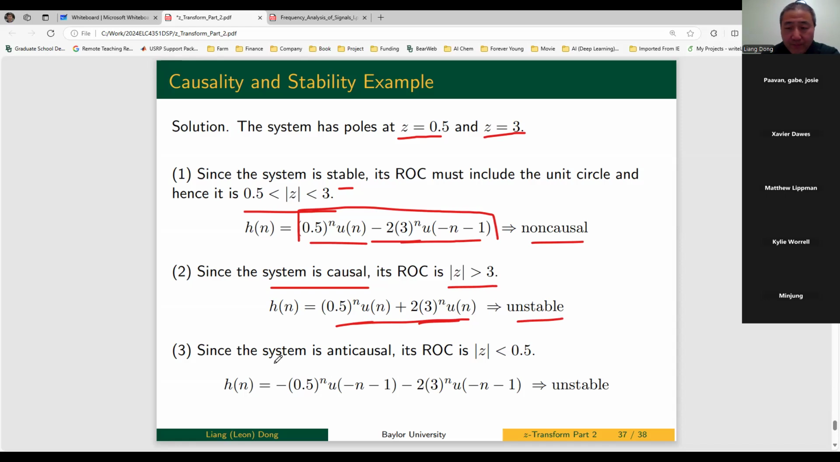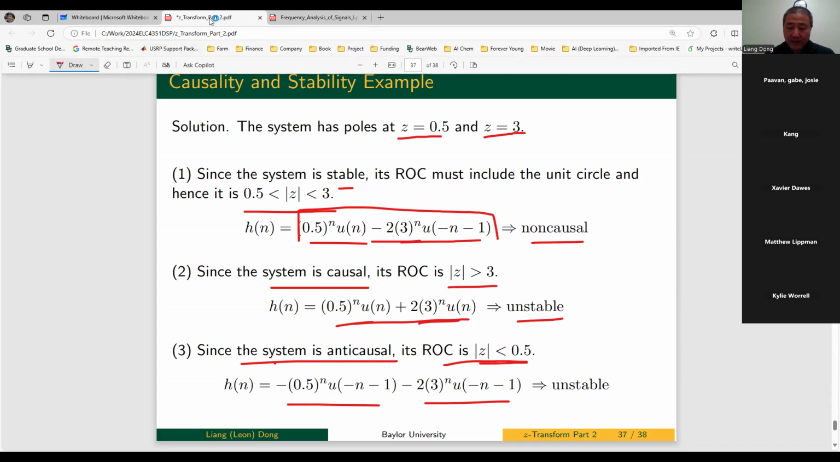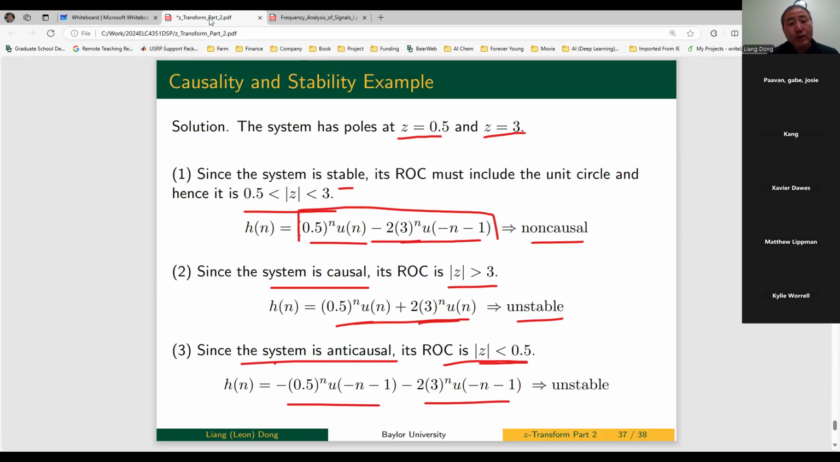Third problem, similarly, since the system is anti-causal, then the region of convergence is strictly inside of a radius. So it has to be less than 0.5 in order to exclude both poles. So we have this anti-causal time domain signal. Again, that's unstable, because the unit circle is not in the region of convergence. Okay, so I think that's a good example to show us how to deal with the inverse Z transform, considering the pole positions and the region of convergence.